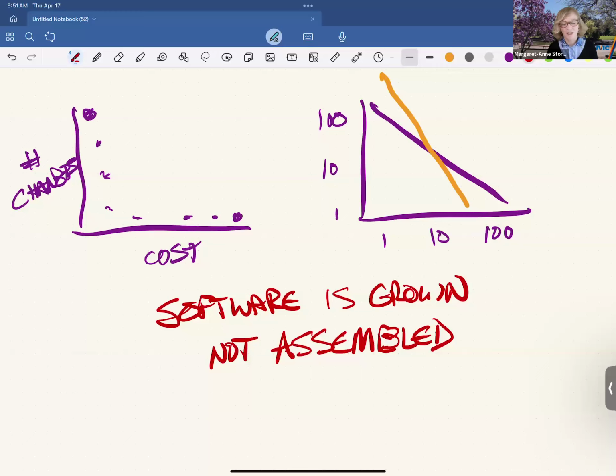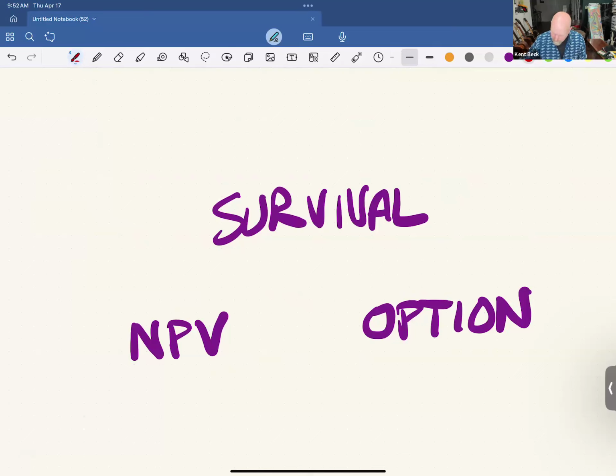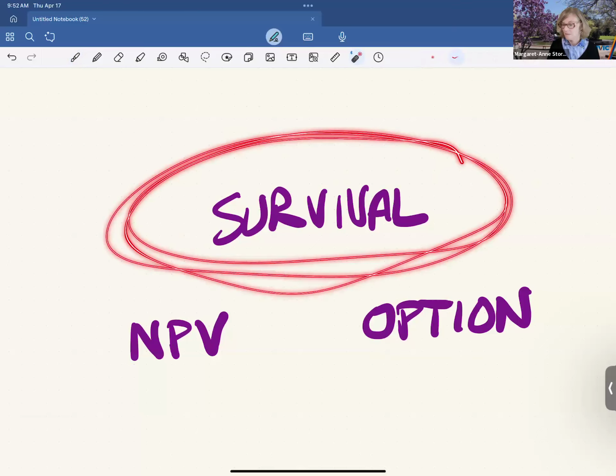Another question that came up, and you've kind of touched on this a little bit as well: doesn't an overemphasis on speed lead to technical debt? Yes, and it should. And it's because of survival. That is the point.